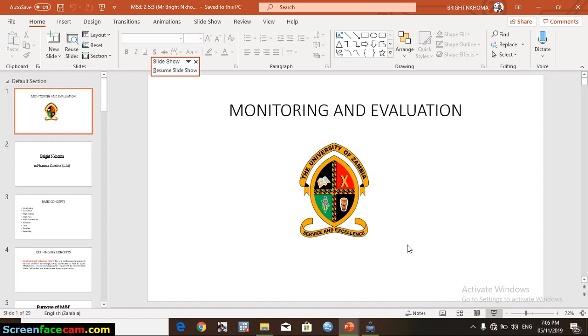Okay, good evening. So we can proceed from where we ended yesterday. Yesterday we started looking at the concepts that underpin monitoring and evaluation.